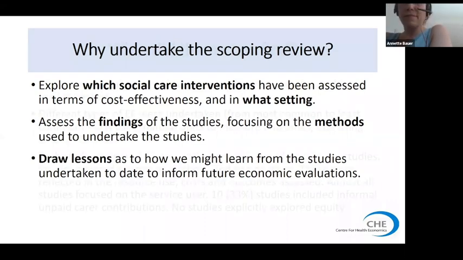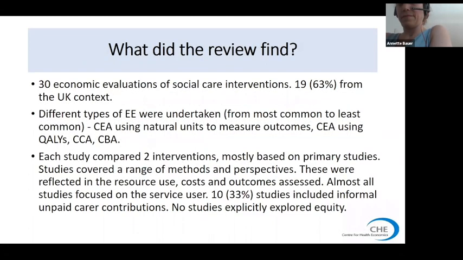So what did the review find? Well, we found about 4,000 studies in total, but once we'd applied our eligibility criteria, we actually ended up with only about 30 economic evaluations of social care interventions. We found that about 2/3 of these were undertaken in the UK context, and there were a few studies undertaken in Scandinavia, the Netherlands, Australia, and the US as well.